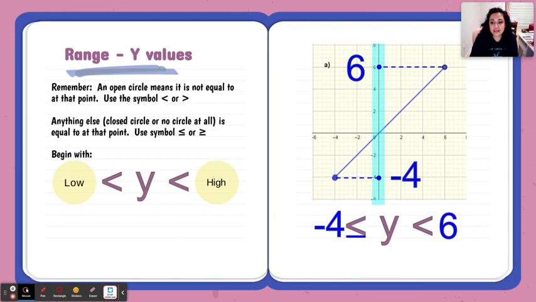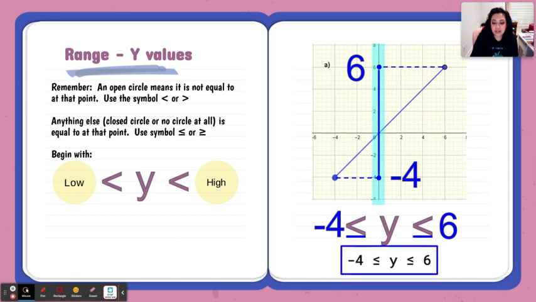So I then go and look at my circle that's there. Is it an open circle? It's not. So that means it is equal to at that point. So it's less than or equal to. So that means the range is every single number between -4 and 6. All we are doing is describing the possible values of y or x for each particular function.